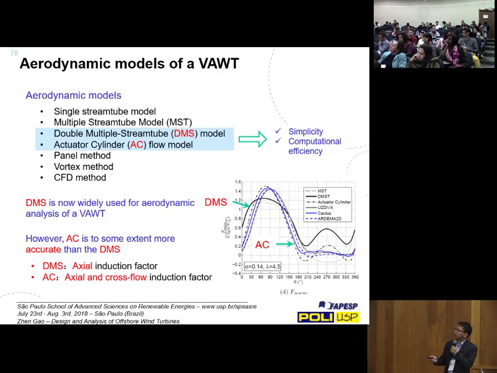Here showing some of the comparison of the force acting on the turbine for different azimuth angles when the blade rotates. And comparing the DMS, AC, and other more advanced codes.